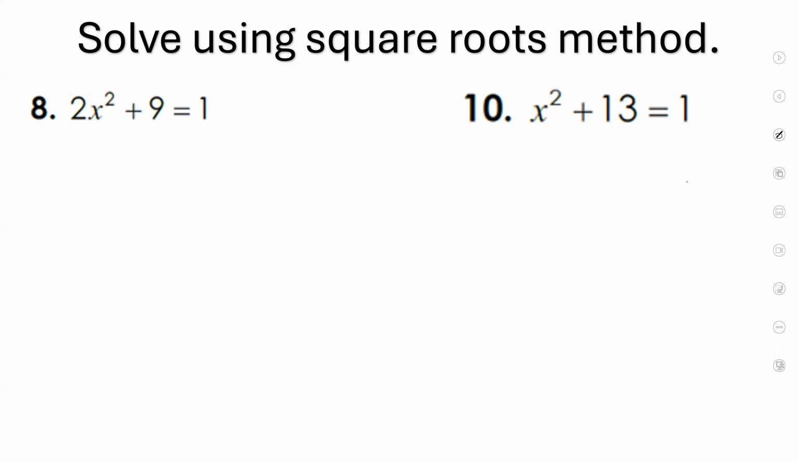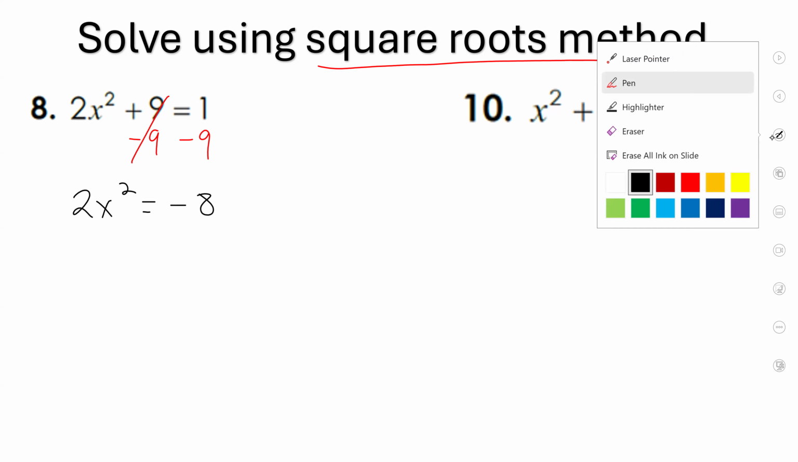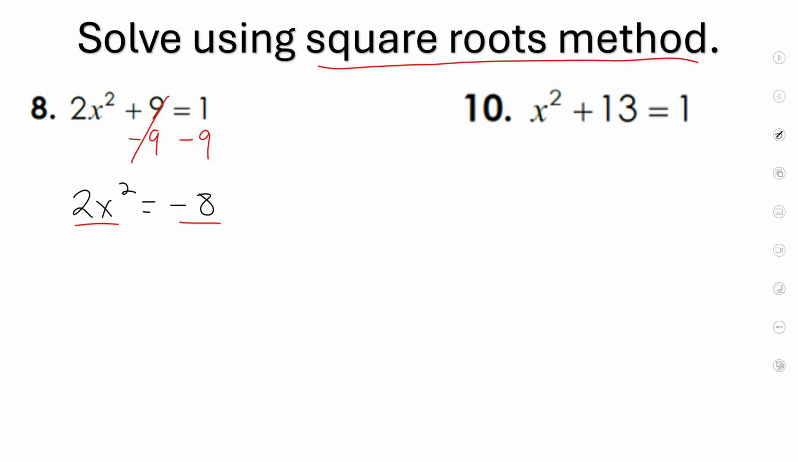So now we're going to solve using the square roots method. First, I'm going to have to subtract 9 from both sides. I'm left with 2x squared equals negative 8. Now I'm going to divide both sides by 2. And I have x squared equals negative 4. Now I'm going to use the square root method. Square root this side, the square root cancels out with the squared, and I'm going to square root this side. So my answer will be, don't forget to put a plus or minus sign first.